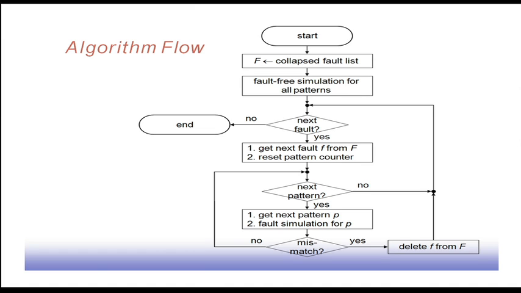Then we perform a fault-free simulation for all patterns. So, the test pattern is coming as an input. Then we pick up the faults one by one from the collapsed fault list. As long as there are faults in the list, we get the next fault F from the set of collapsed fault list, and then reset the pattern counter. So, for this fault we again start from the very beginning of the pattern set. If my pattern set has 100 patterns, then for all these 100 patterns we would like to simulate under the presence of this particular fault.